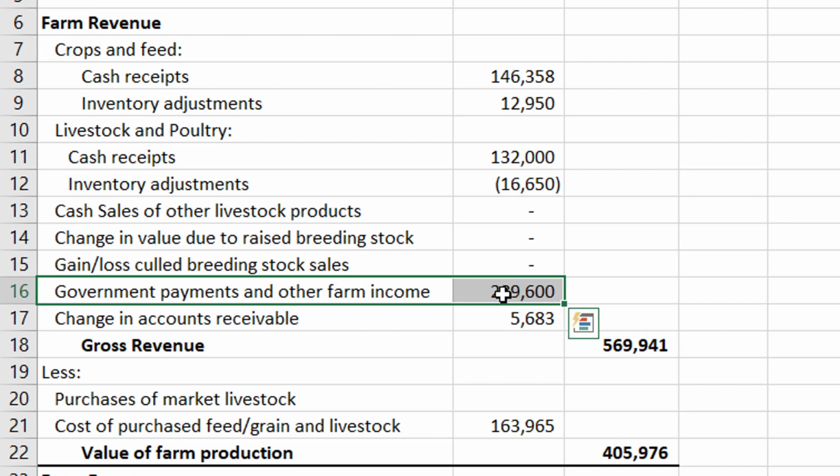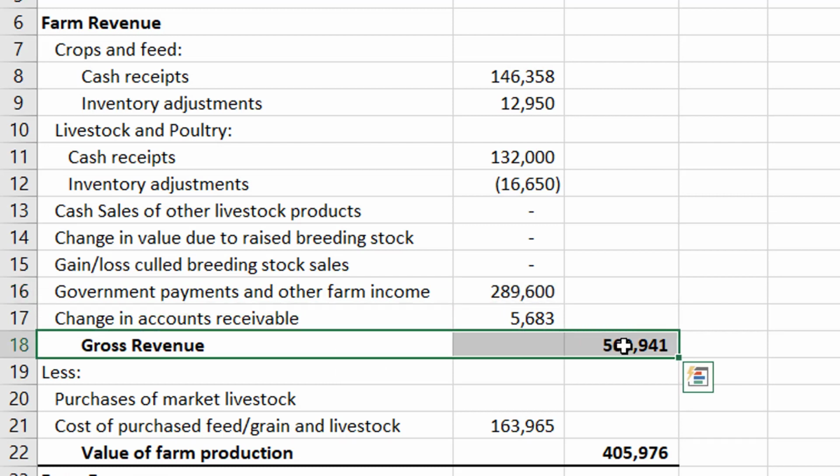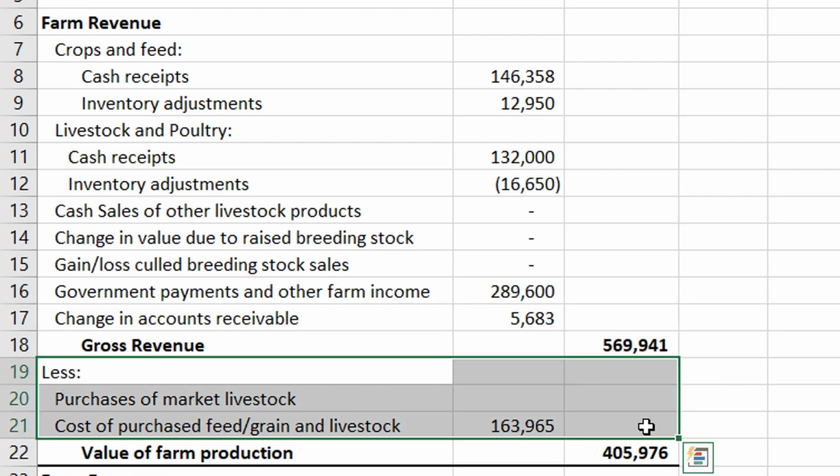There's a change in accounts receivable. That's where some money came in as accounts receivable got paid. Then we total all that up and we have a gross revenue. If you remember, we had a cost of goods sold section in the previous example of our income statement.